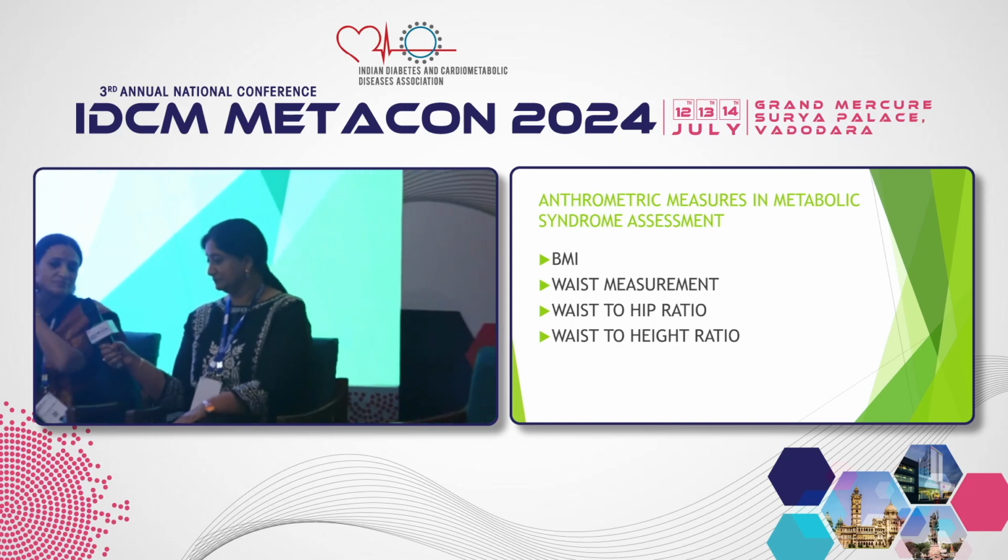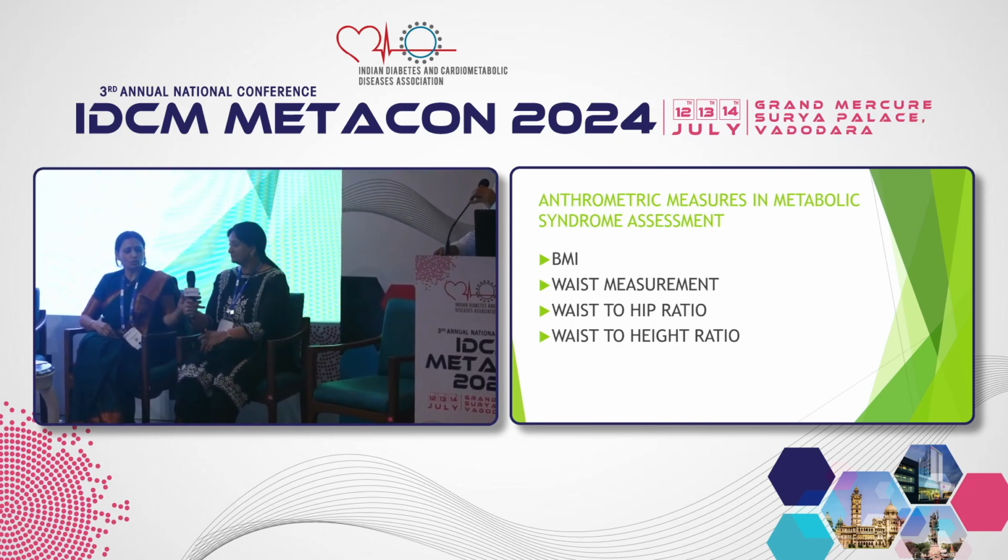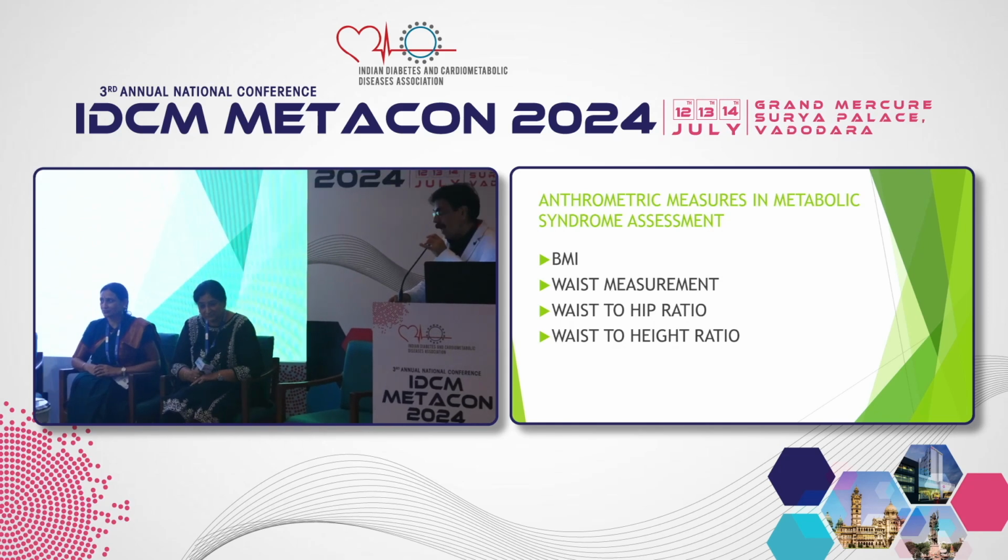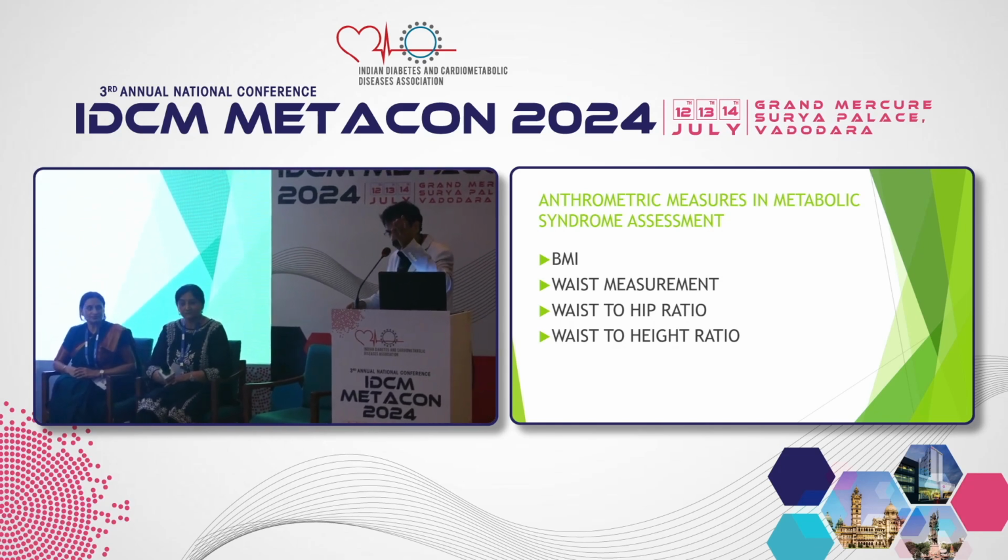So if you have a height of 66 inches, that is 5 feet 6 inches, your waist circumference should be less than 33 inches. As it crosses 33 inches, you are going into visceral obesity.